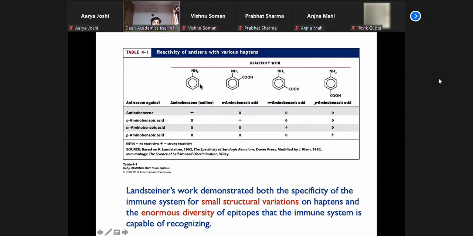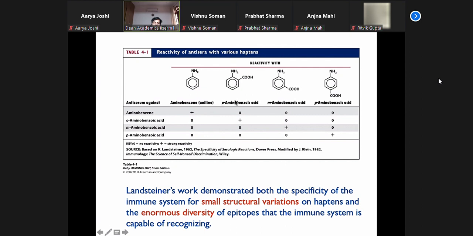Okay, so when this aminobenzene was injected, it was able to induce antibodies against this dye, but not against subtle variations in this dye. For example, if you have this orthoaminobenzoic acid, just by an additional carboxylic acid group being added, you didn't get any antibodies in the serum. Similarly, you didn't get anything against this metabenzoic acid and parabenzoic acid, right?